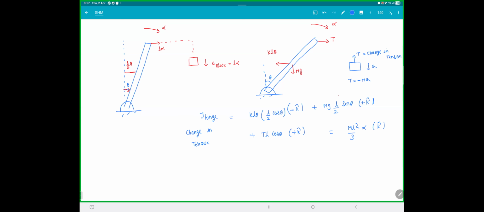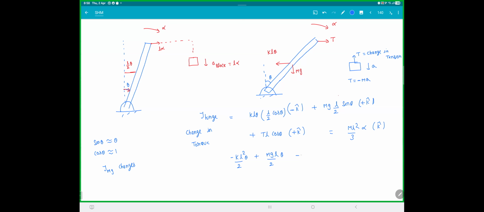K minus K L square. Again, remember for small angles, sine theta is approximately theta and cos theta is approximately 1. And torque due to mg changes. So that's the reason we are including mg for torque, but not for forces. So this would be minus K L square theta by 2 plus mg L by 2 theta. And tension is minus MA.